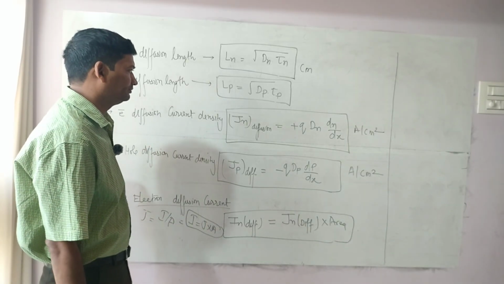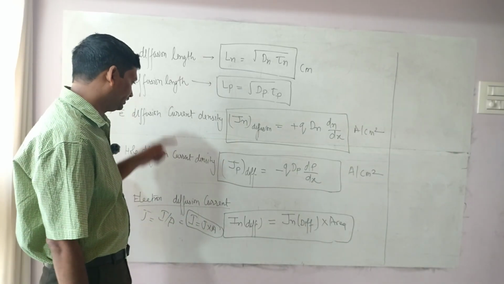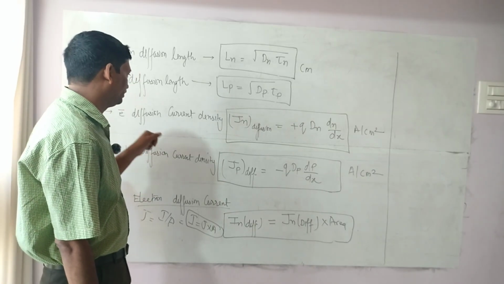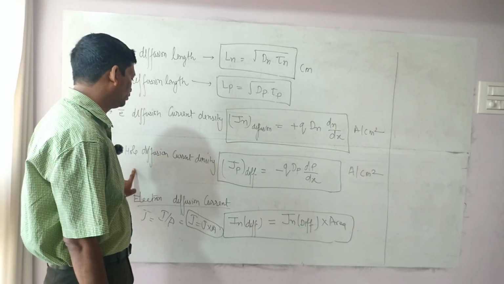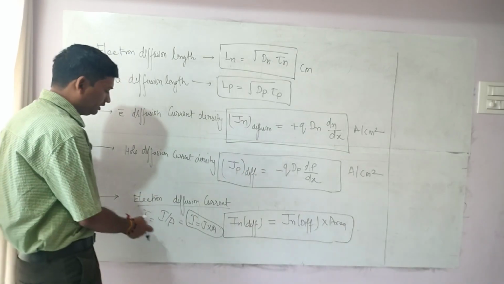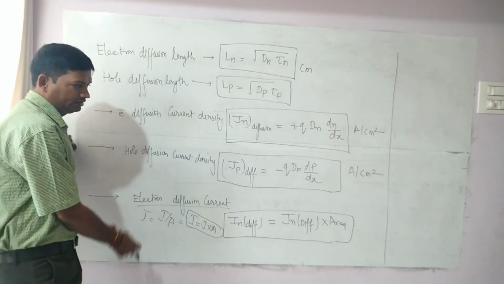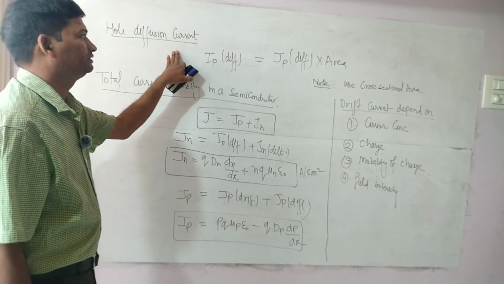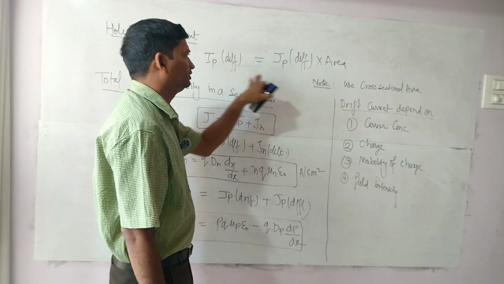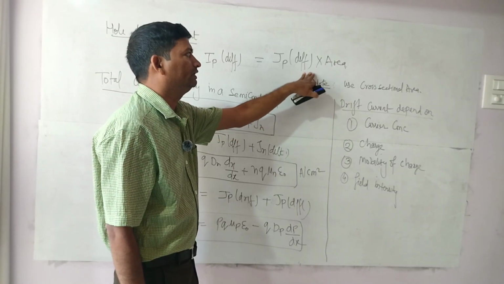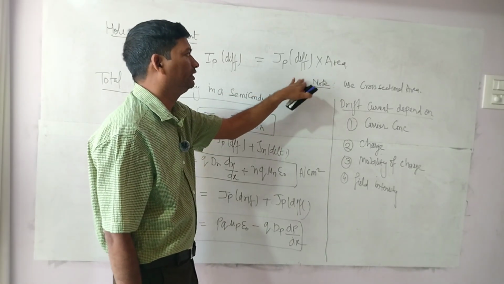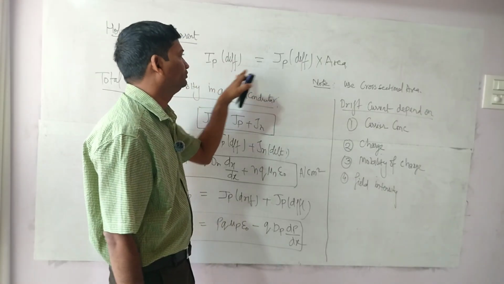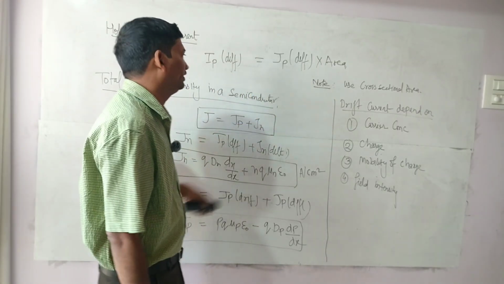So this defines the electron diffusion current density and the hole diffusion current density. The hole diffusion current is denoted Ip diffusion, equal to Jp diffusion multiplied by area. So I is equal to J into A. We can represent the diffusion current Ip diffusion as equal to Jp diffusion multiplied by area.